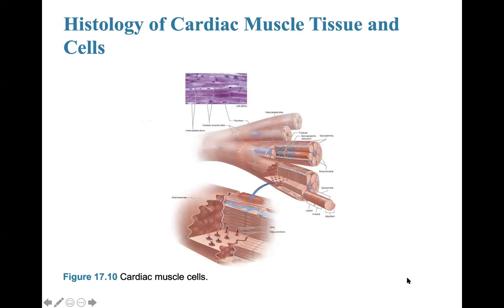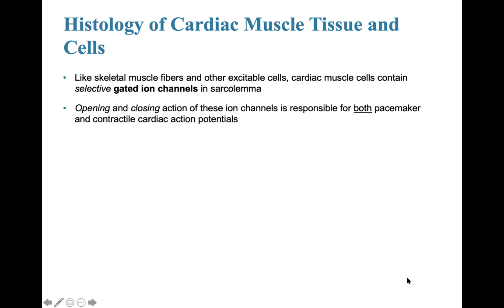And here you can see the general structure of the cardiac muscle. It looks somewhat similar to that of skeletal muscle, but there are going to be those differences, mainly those gap junctions. Like skeletal muscle fibers and other excitable cells, cardiac muscle cells contain selective gated ion channels in the sarcolemma. Opening and closing action of these ion channels is responsible for both pacemaker and contractile cardiac action potentials.